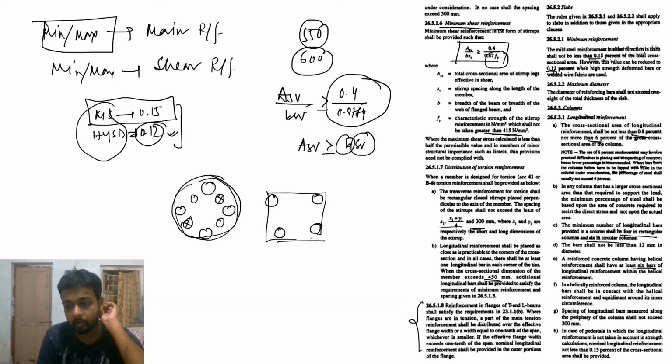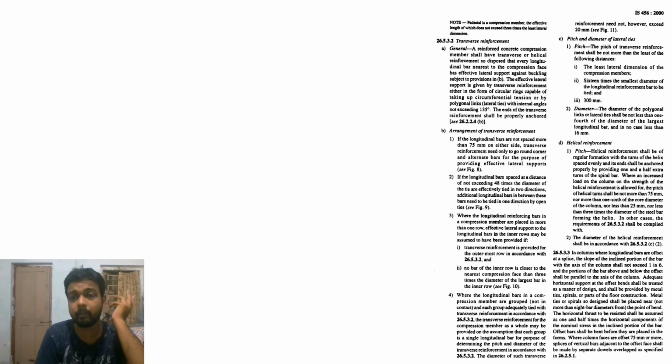In helical reinforcement, longitudinal bars shall be in contact. In helical reinforcement the inner spacing should be 300 mm. In the case of a pedestal, the steel shall be not less than 0.15% of the cross-section area. Now we talk about the transverse reinforcement. Transverse reinforcement in a reinforced concrete compression member shall be transverse or helical reinforcement disposed around every longitudinal bar. The effective lateral support is given by the transverse reinforcement, either in the form of a circular ring or a tie, and the angle should be 135 degrees. That is the main thing.